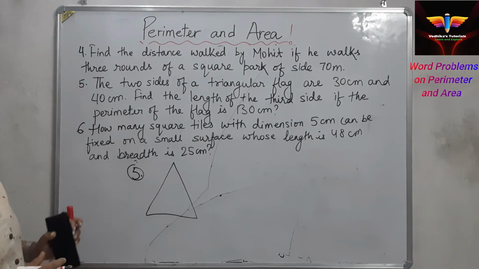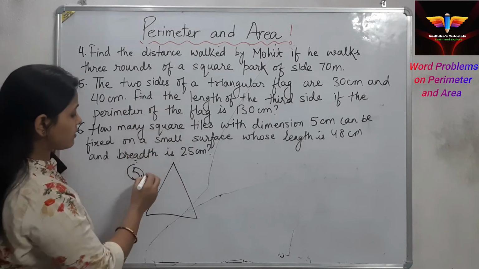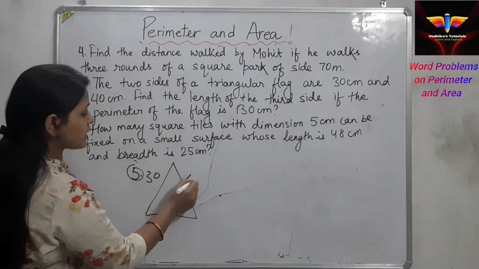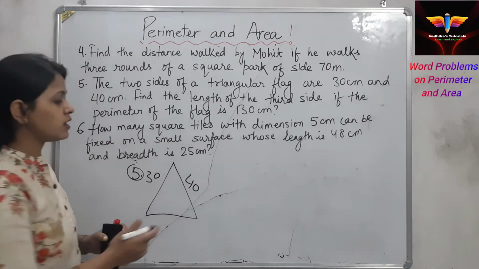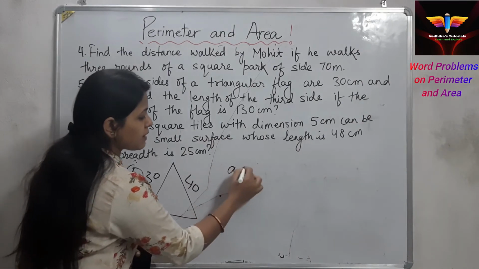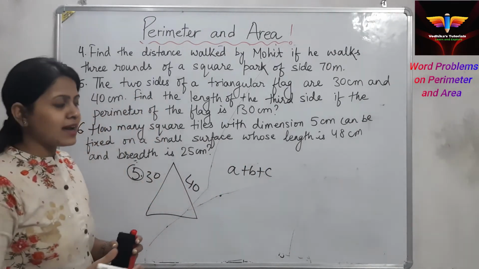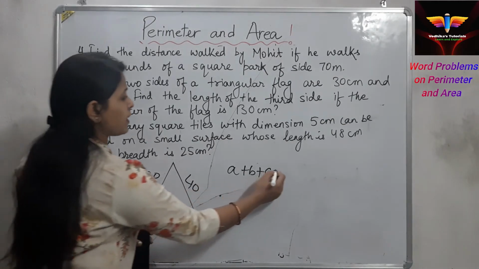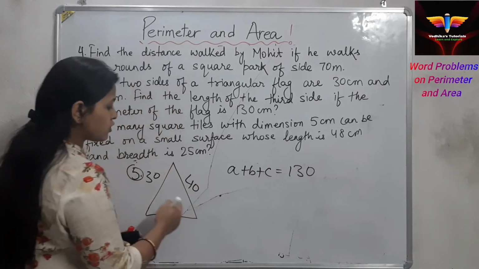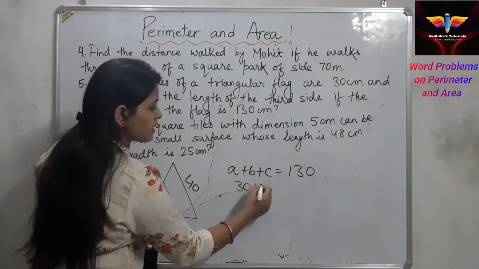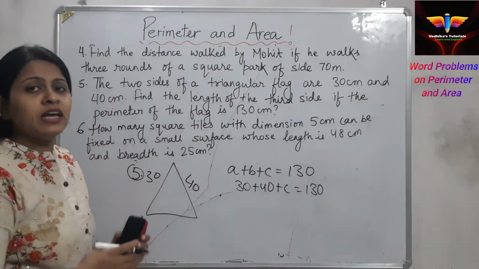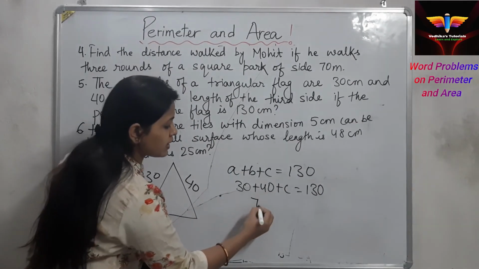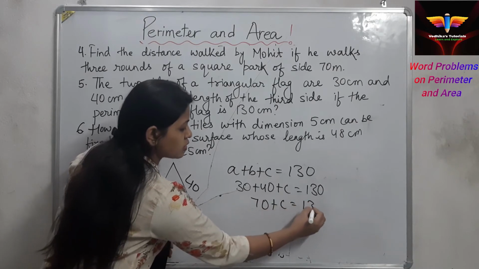Here, 2 sides of the triangular flag are given: one is 30 and the second is 40 centimeter. Now we have to find the length of the third side if the perimeter is 130. Suppose A plus B plus C are the 3 sides of the triangle and the perimeter is 130. So 30 plus 40 plus C is equal to 130. Now we need to find C. So 30 plus 40 is 70, plus C is equal to 130.